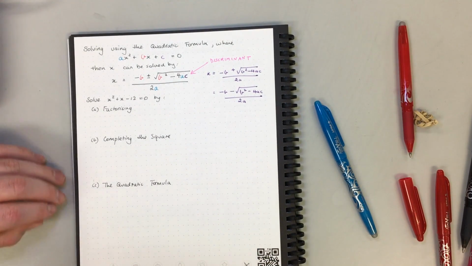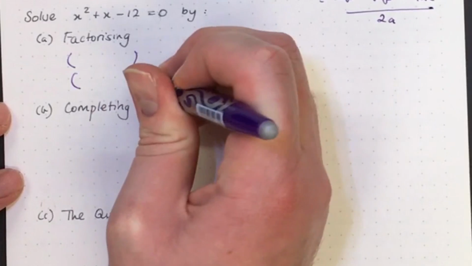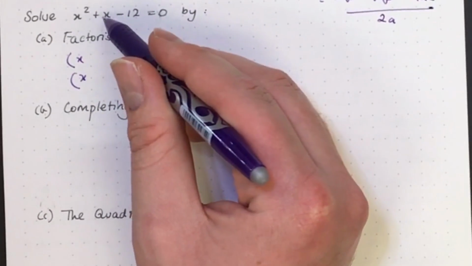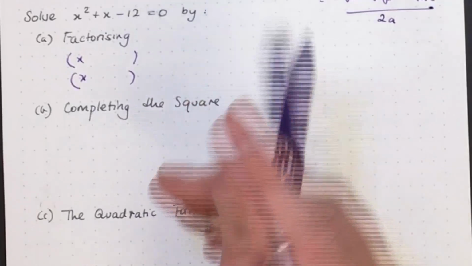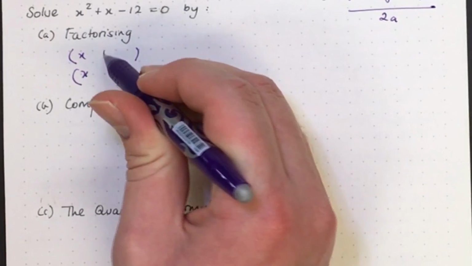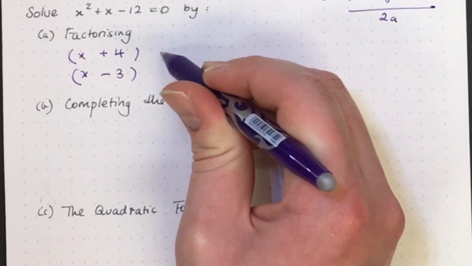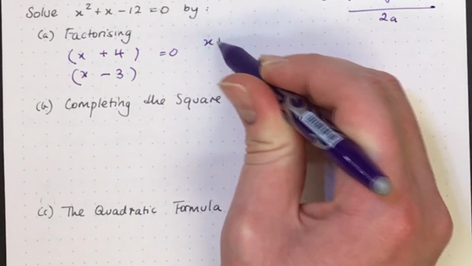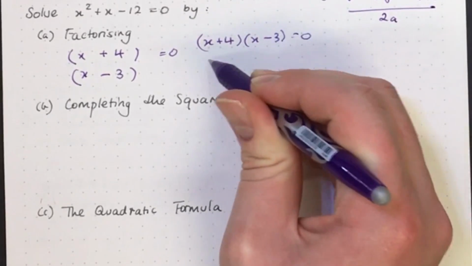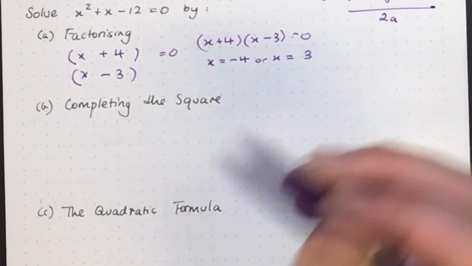Okay, so by factorizing, I just need to find 2 numbers that multiply together to get negative 12, and add together to get 1. Can anyone think of what they might be? Well, 4 and 3. Okay, so positive 4, negative 3. So, x plus 4, x minus 3 equals 0. So either x is equal to negative 4 or x is equal to 3.